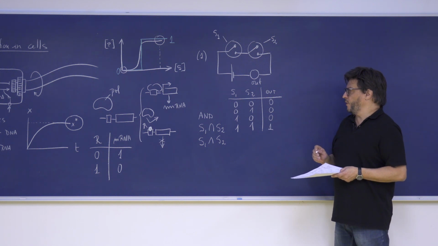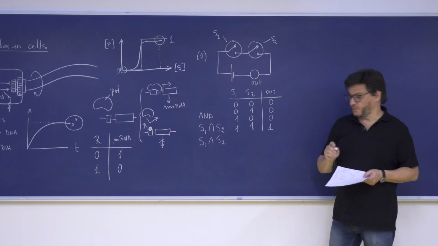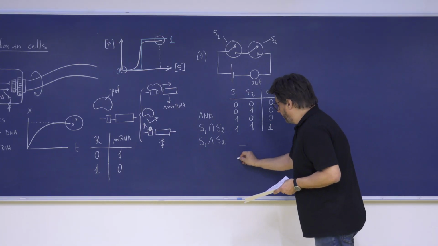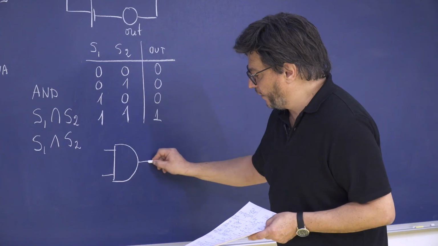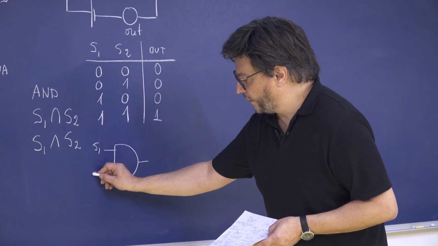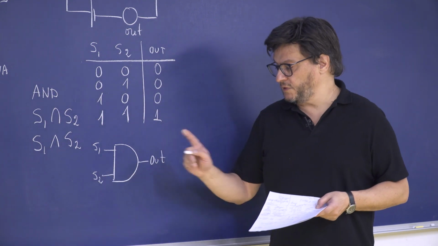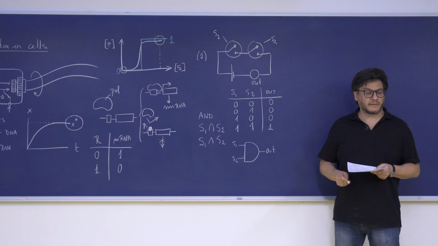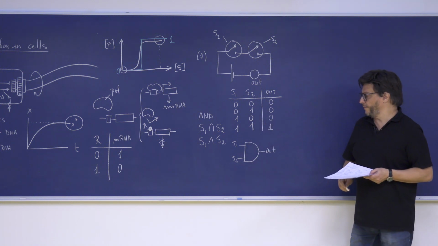Very good. We are not going to represent the AND gate in this way. We're going to represent it using a particular drawing, where here I put the inputs, and here I put the output. This is a logic representation of the AND gate, right? For this table, I represent the gate in this way.